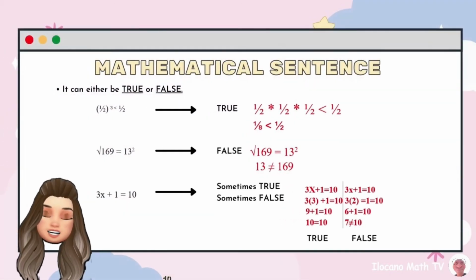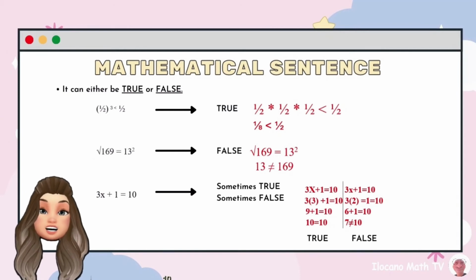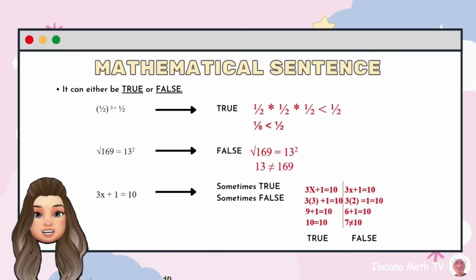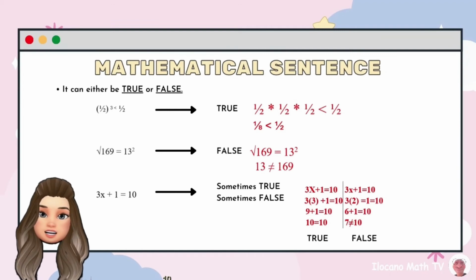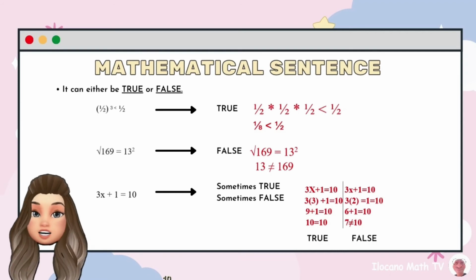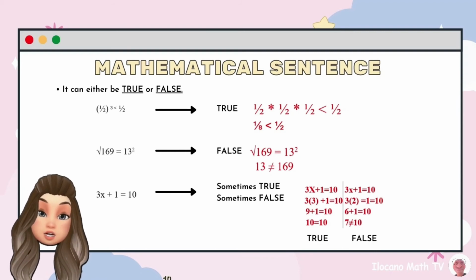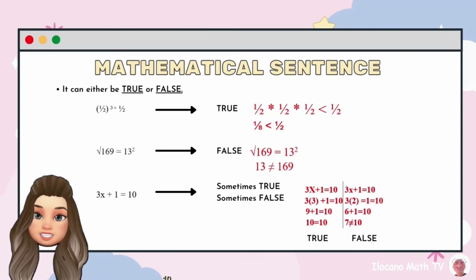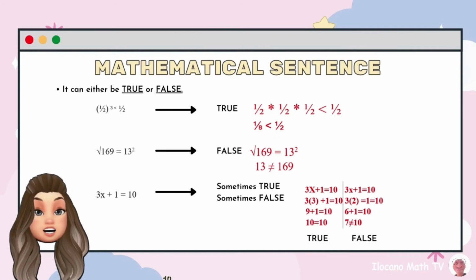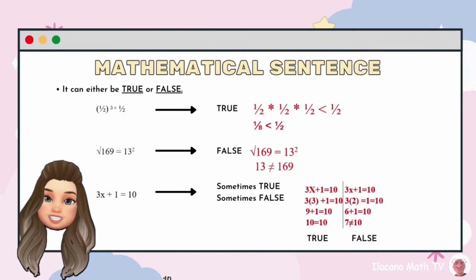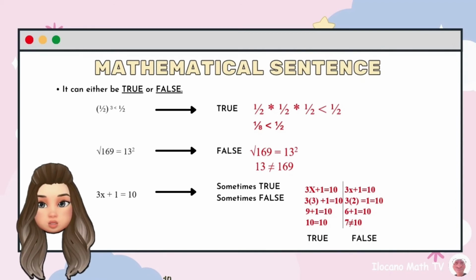3. Since mathematical sentences have a complete thought, as mentioned in the definition, they can either be true or false. For example, we have here 1/2 raised to 3 less than 1/2. This first example is true, as 1/2 raised to 3 can be expanded as 1/2 times 1/2 times 1/2, which is equal to 1/8. Therefore, it is less than 1/2. If it is correct, it will be true.